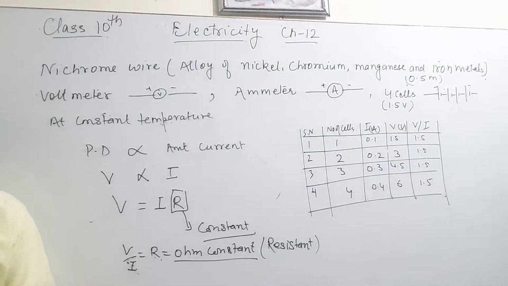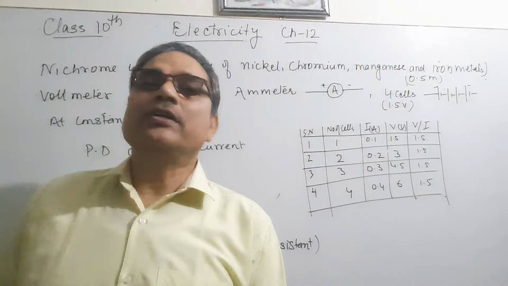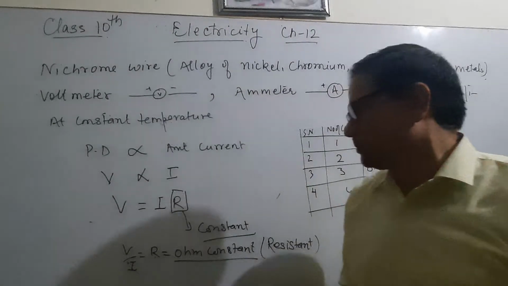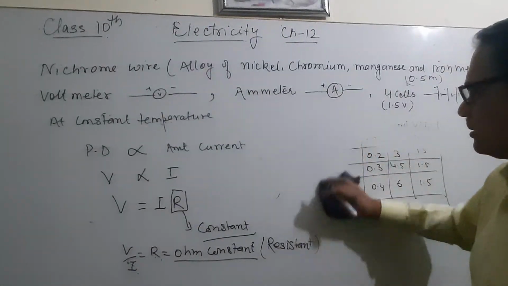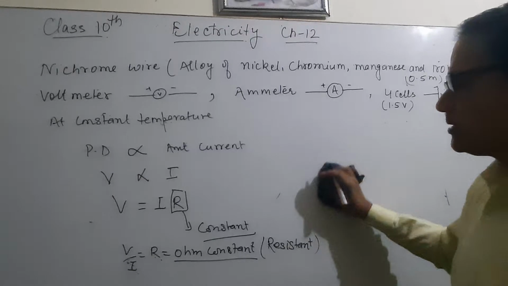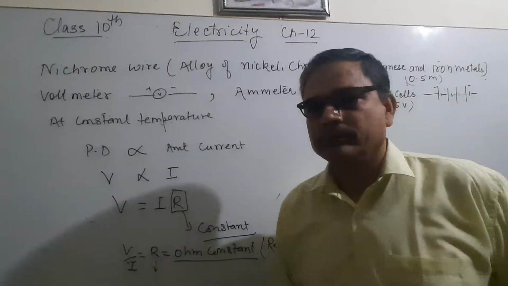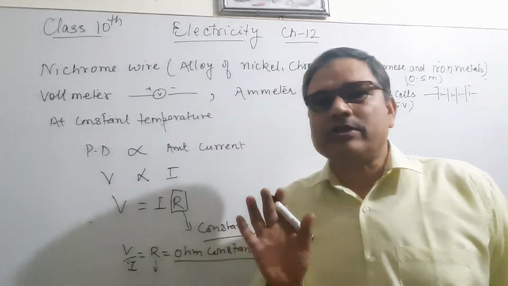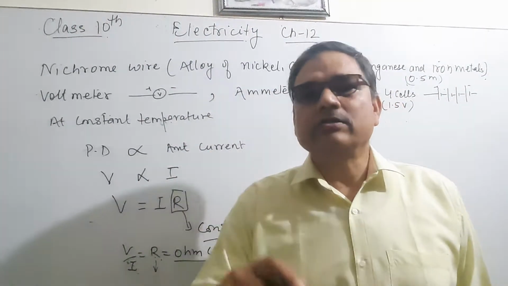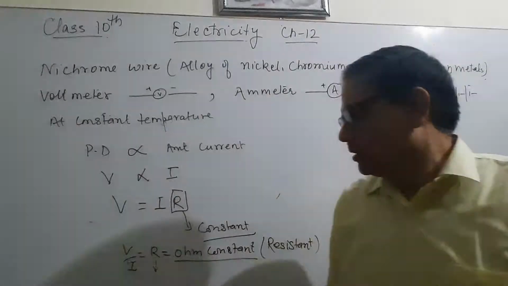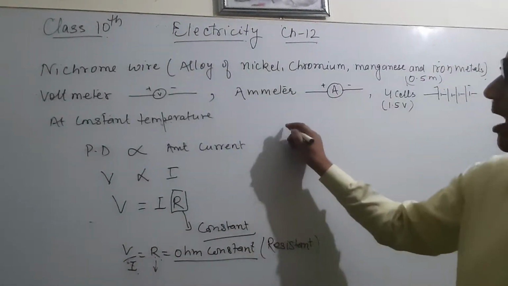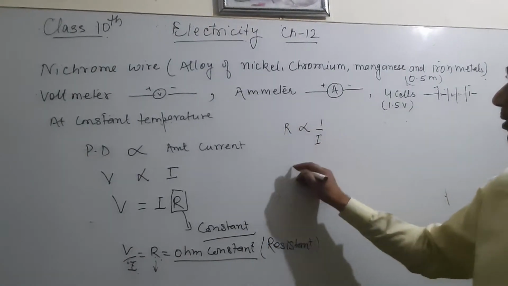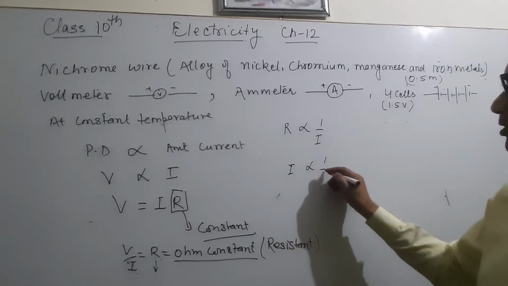What is resistance? Resistance means to resist, to obstruct. What to obstruct? The flow of current, the flow of charge. Resistance is the property of a metallic wire which obstructs the flow of charge or flow of current. It means R is inversely proportional to I, or we can say I is inversely proportional to R.